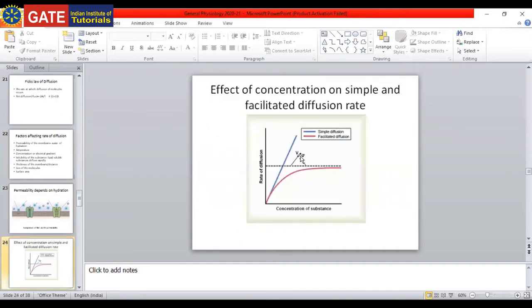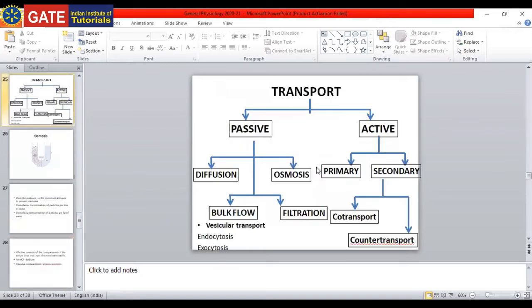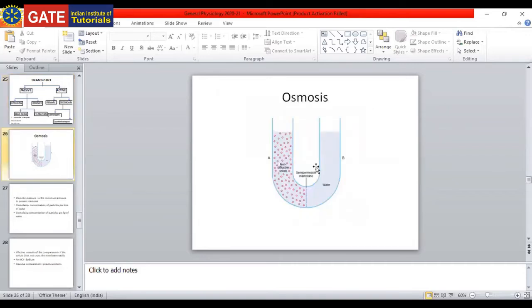Now, what makes the saturation is nothing but what we call Vmax, because of the limited amount of the carrier protein which is available for the diffusion. So we finished with the diffusion. The next type of transport is osmosis. Now, how are diffusion and osmosis different?